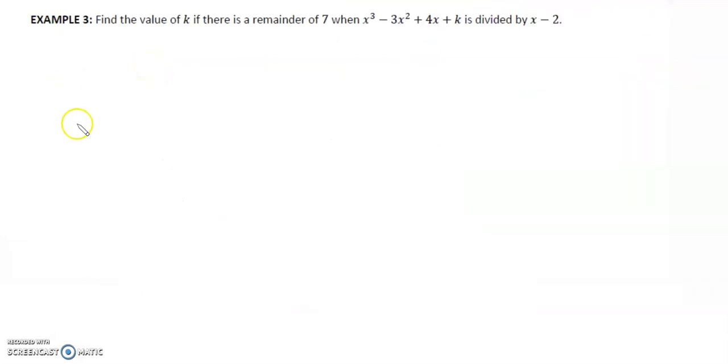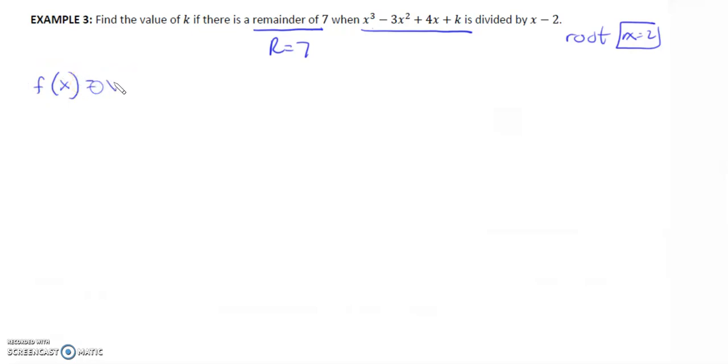Example 3. Find the value of k if there's a remainder of 7. This time it tells us a remainder of 7 when this polynomial is divided by x minus 2. So the root here is x equals 2. Let's call this polynomial f(x) equals x cubed minus 3x squared plus 4x plus k. I haven't been copying them out, but copy this one out.